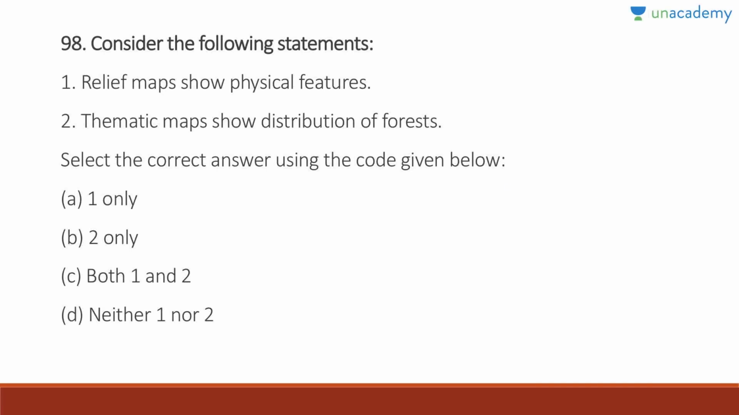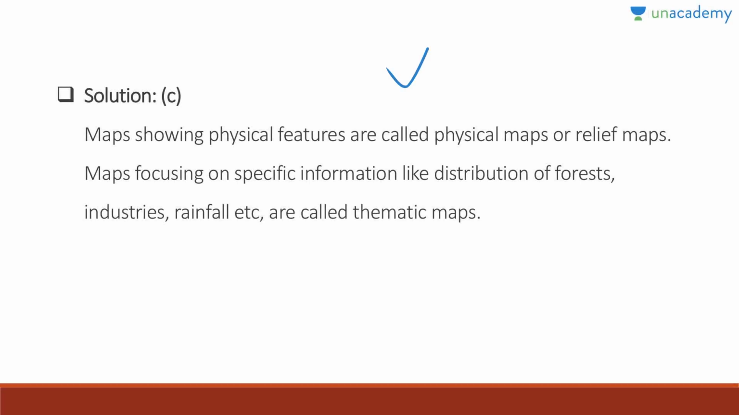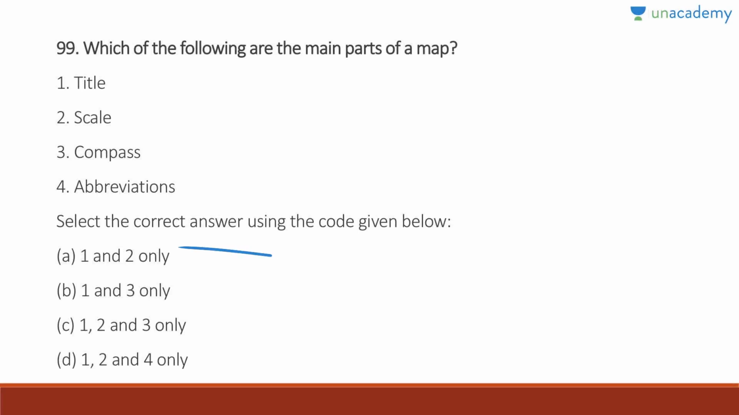Question number 98. Which of the following statements are correct? Relief map shows physical features. Yes. Thematic map shows distribution of forest. Yes. Answer here is C, both 1 and 2. Both these statements are correct. So maps showing physical features are called physical maps or relief maps, while maps focusing on specific information like distribution of forest, industries, rainfall, they are called thematic maps. So answer here is C, both these statements are correct.